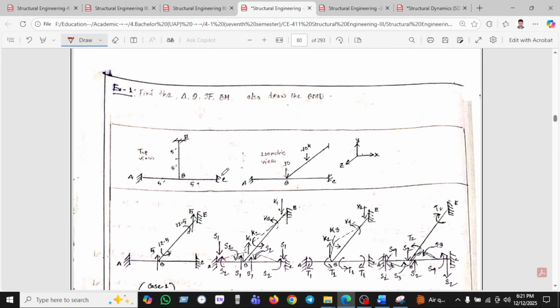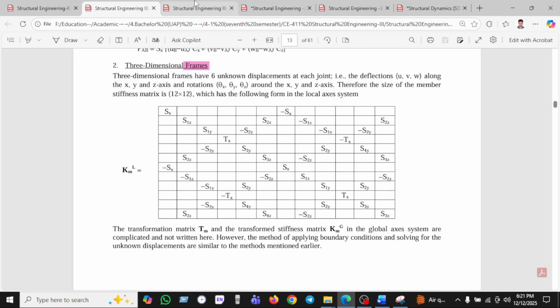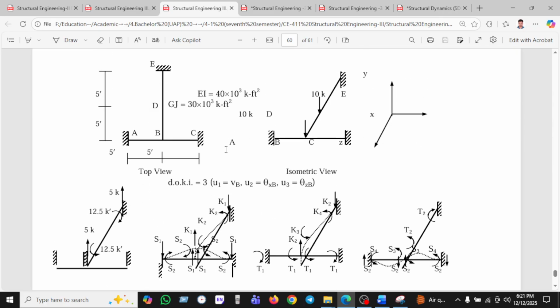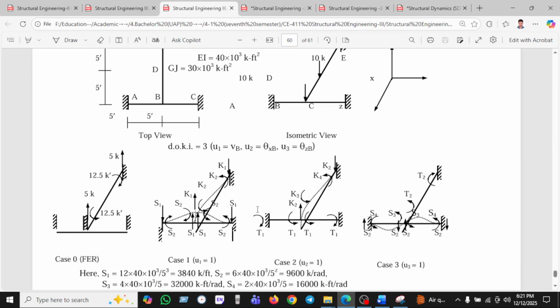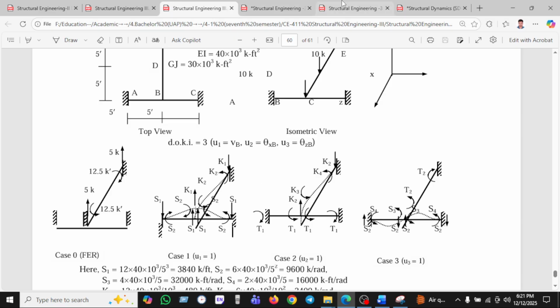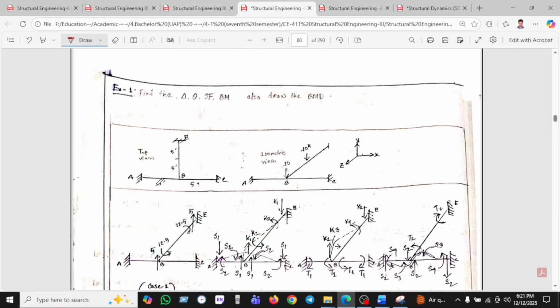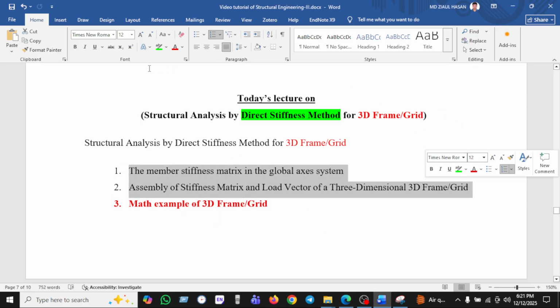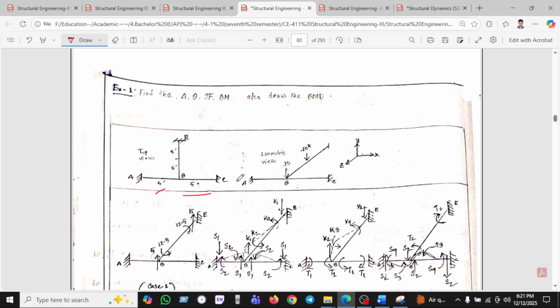The question is given here. Sorry, it is not given here. We have seen that AB is 5 feet and BC is 5 feet. So we have completed this. Now we will go to the math example. Let's see the math example.